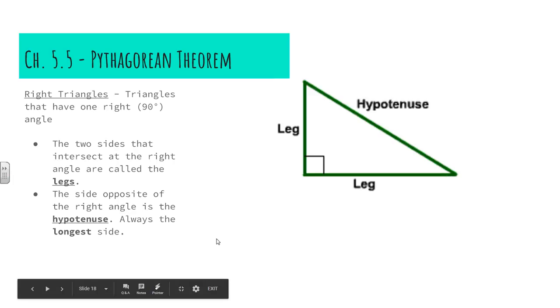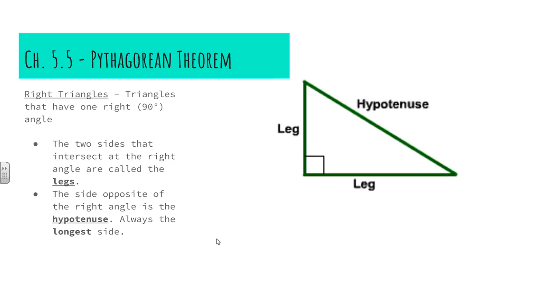The side opposite of that, or the side that connects those two legs, is called that really funny word you see, and the way you say it is the word hypotenuse. The hypotenuse. Don't ask me where that word came from. Maybe you guys could look it up.